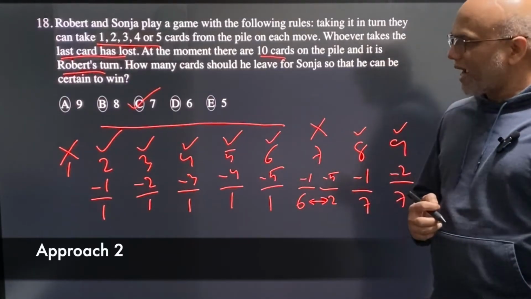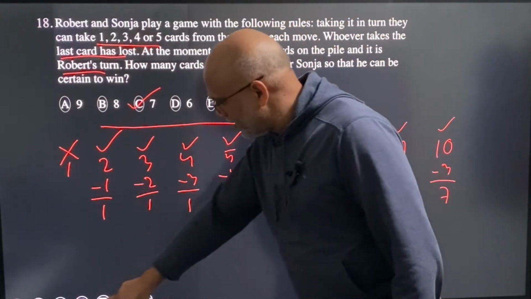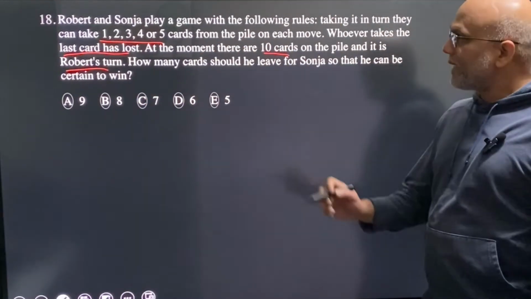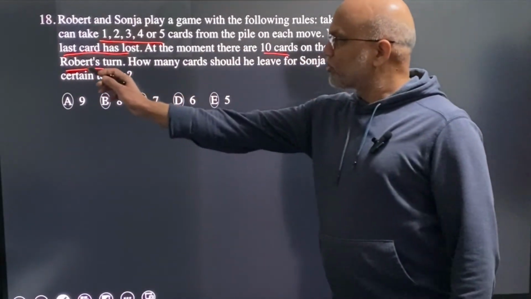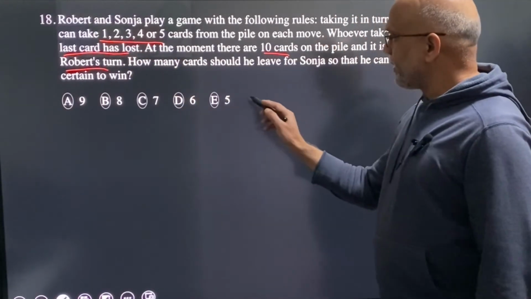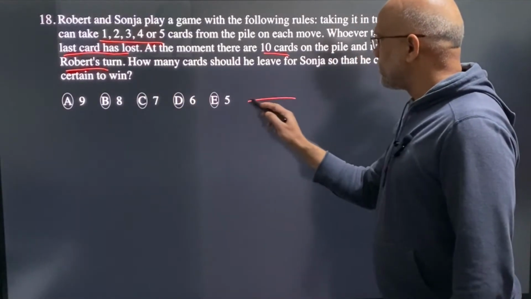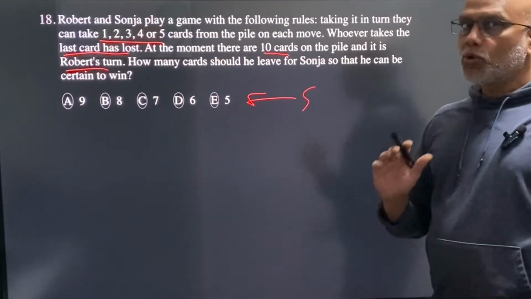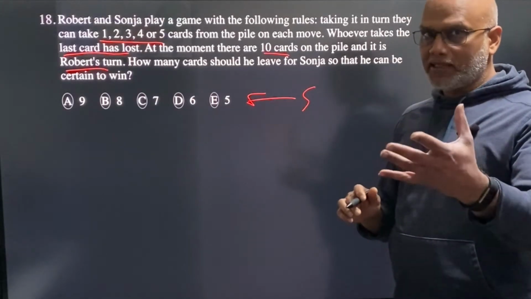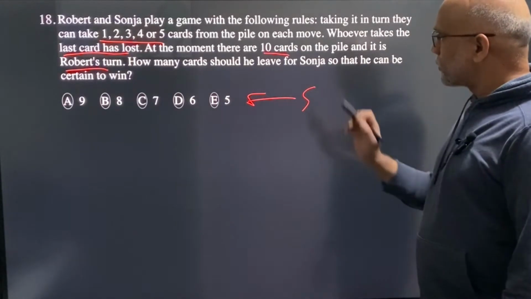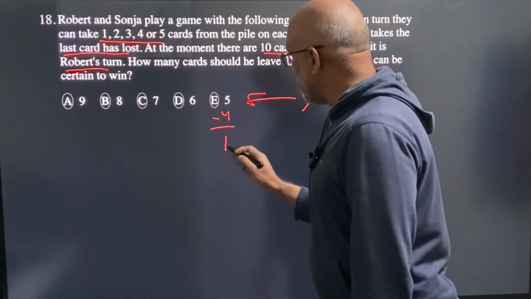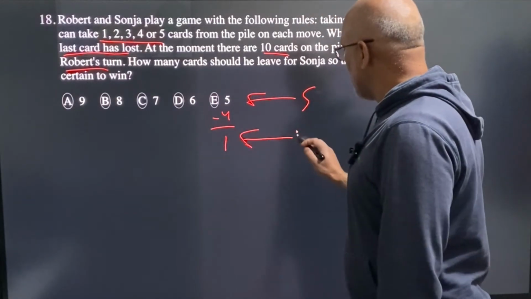Actually, there is another way I can explain this. So let me erase it first. All right, now there are 10 cards and it is robot's turn, and robot can take anywhere from 1 to 5 cards, leaving 9 to 5 cards for Sonja. All right, now the goal is to leave the final 1 card for your opponent so that they're forced to take that and they lose. So what Sonja can do is she can take 4 cards in this case and leave 1, forcing robot to take the last card and lose.